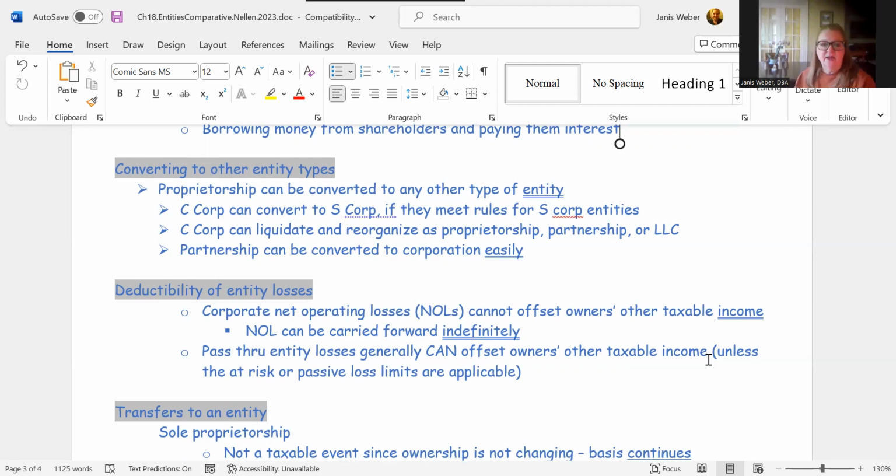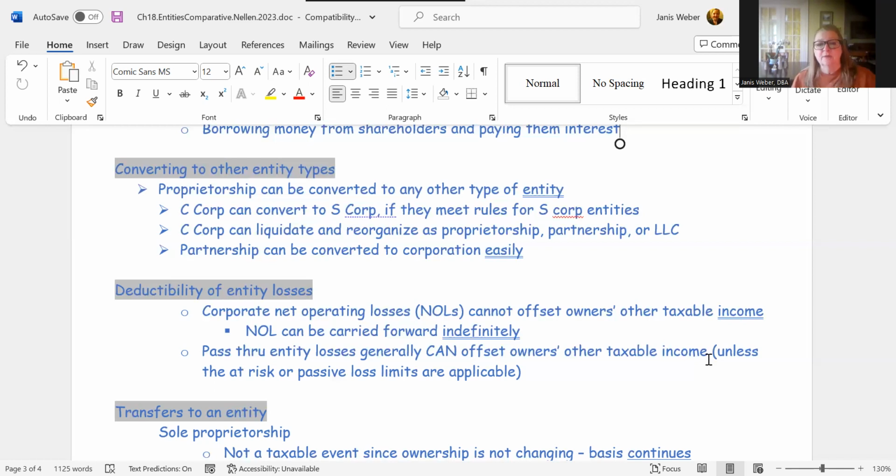It's just that you have to be cognizant that you're moving these assets, so there might be a built-in gain attached to them. And then the other one is C corporations can just liquidate and reorganize as another entity, like a proprietorship, partnership, or an LLC. Now, I didn't say tax-free, because when a C corporation liquidates to reorganize, they probably will have to pay tax on that liquidation. So I'm not saying that it's without consequence. I'm just saying it's totally possible if you want to change your form of organization.